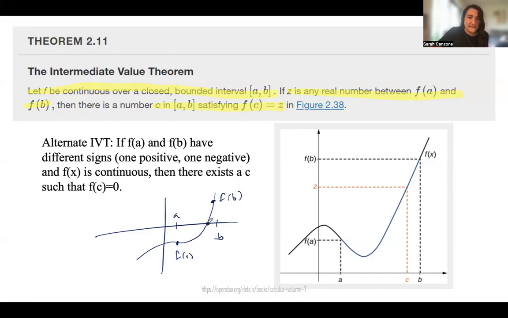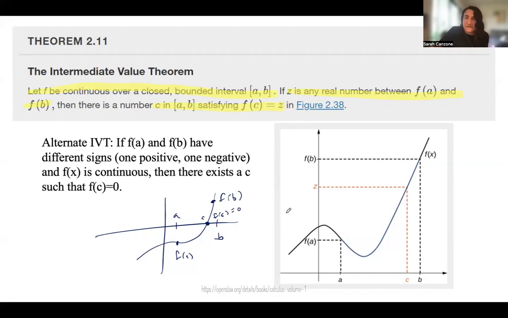Therefore, there exists at least one C, call that C, where f of C equals 0. So these are both different versions of the intermediate value theorem. You could be asked to use the intermediate value theorem to show that there's a 0 in an interval, that there's a number in an interval. Again, similar to the squeeze theorem, it's not the most important theorem. We're not going to use it a whole lot, but it is important to know.